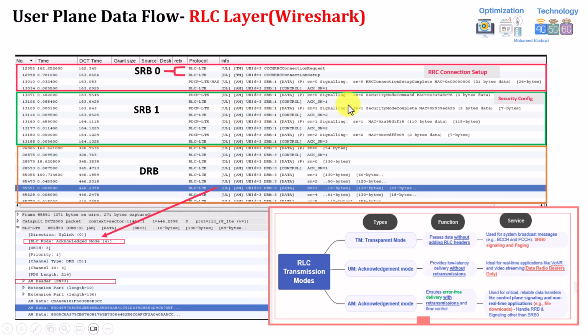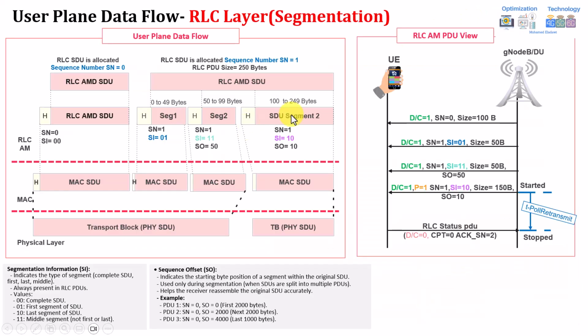When you move to the security or capability or RRC configuration, each time a packet was sent, it was acknowledged directly, each of those packets. Then we move to the DRB part, which we just explained. For example, here it says this is RLC acknowledgement mode headers, as we just explained. Now let's move to the segmentation. So this is about the segmentation part.